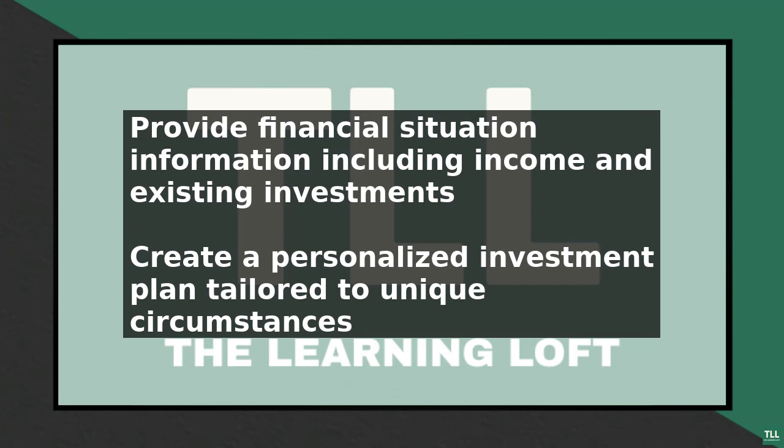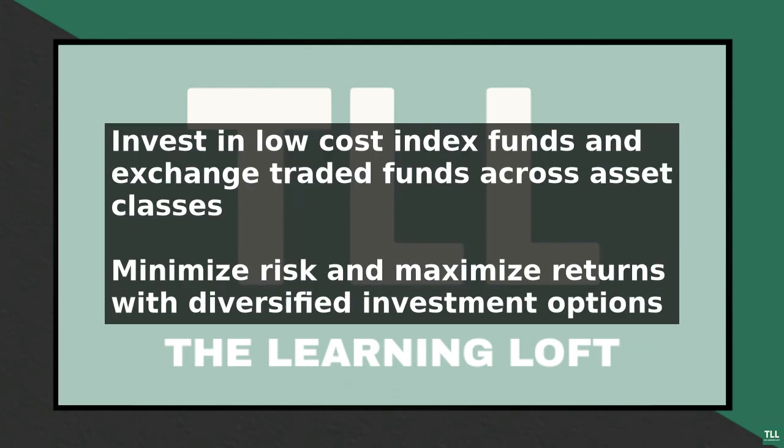These funds are diversified across different asset classes, including stocks, bonds, and real estate, to help minimize risk and maximize returns. One of the key features of the Betterment app is its automated investment management system. This system will periodically rebalance your portfolio to ensure that it remains aligned with your investment goals and risk tolerance.